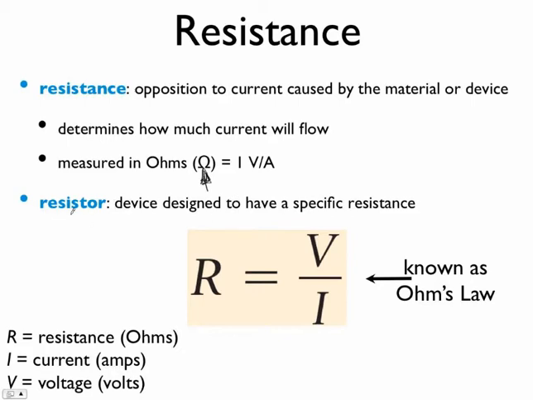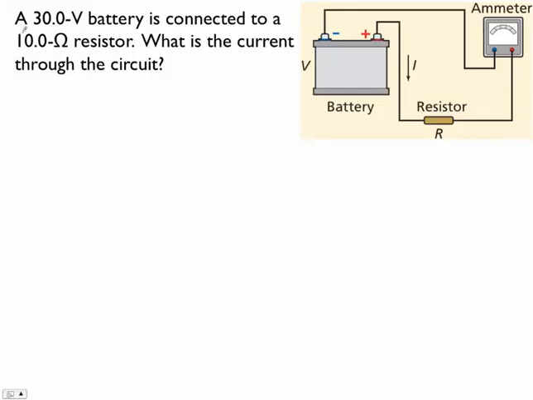And a resistor is just something that is designed to have a specific resistance. So if you want a specific resistance in your circuit, you can put a certain resistor in, and you'll get what you need. And this is the equation that we use. Our resistance is equal to volts divided by current, and this is known as Ohm's law. I would know what Ohm's law is, just like Newton's second law is F equals ma, I would know that Ohm's law is R equals V divided by I. So now, let's try another problem.